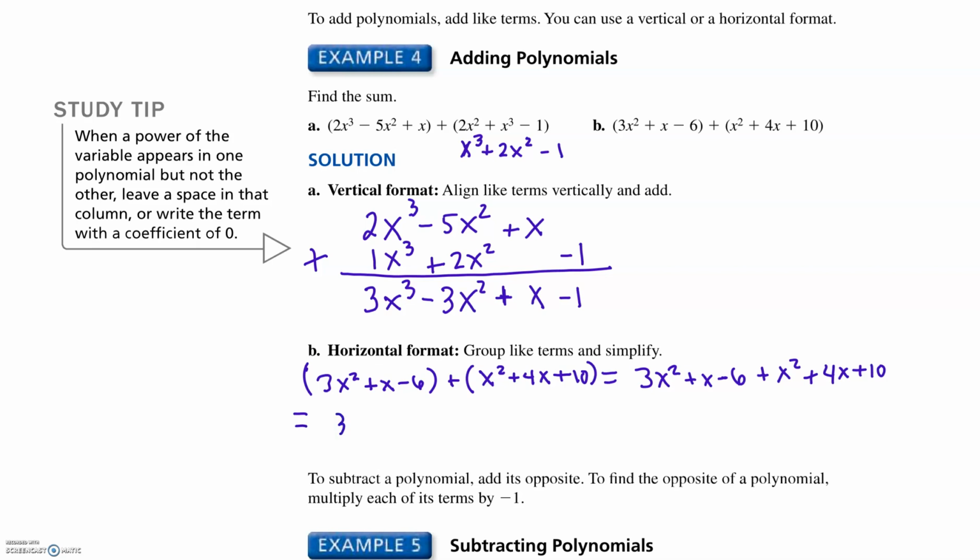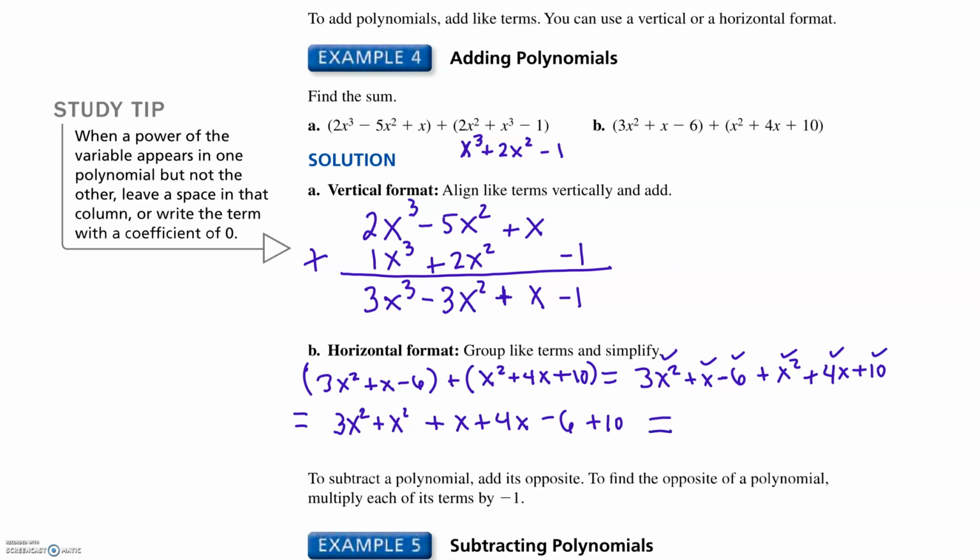So we can reorder things, and I'm going to reorder them so that the like terms are right next to each other. We get 3x squared plus x squared. You can group them with parentheses if you want to. Plus x plus 4x minus 6 and plus 10. Don't lose anybody. So there's my 3x squared and my plus x squared, my x and my 4x, my minus 6 and my 10. Okay.